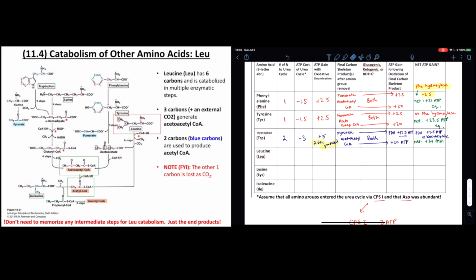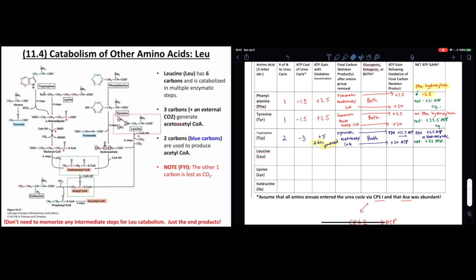Okay, so leucine has 6 carbons and is catabolized in multiple steps. So we're going to see that there are 3 carbons that are generated by acetoacetate to form acetoacetyl-CoA, which is going to be in the pink over here. And we're going to have 2 carbons that are going to produce acetyl-CoA. All right, so you can see then that leucine is going to be a loser in that it is only ketogenic. It only produces acetoacetyl-CoA and acetyl-CoA.